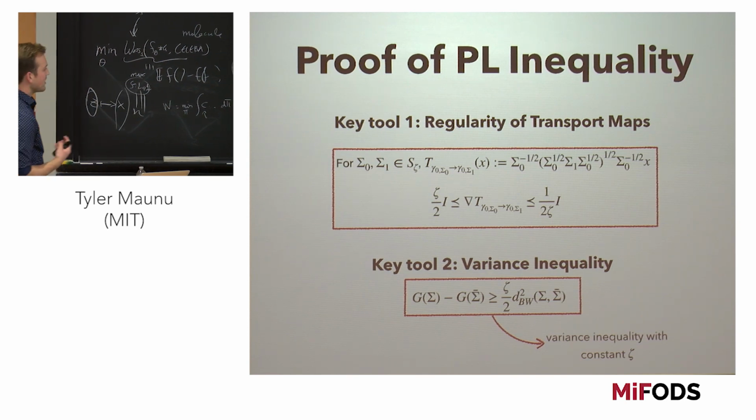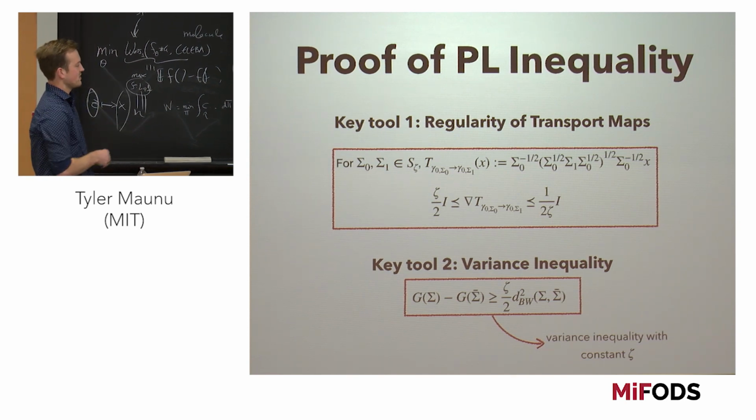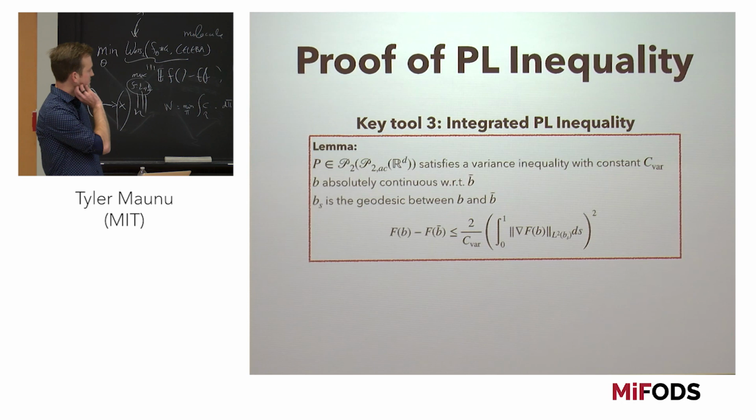The other tool we need is a variance inequality, which I mentioned at the end of one of the slides. And basically, we get a variance inequality with parameter zeta from this regularity. The third tool that we use is we actually develop a more general integrated PL inequality that gives you the skeleton of what you need to prove convergence of gradient descent algorithms to barycenters in Wasserstein space, and maybe not necessarily just on the Bures-Wasserstein manifold.